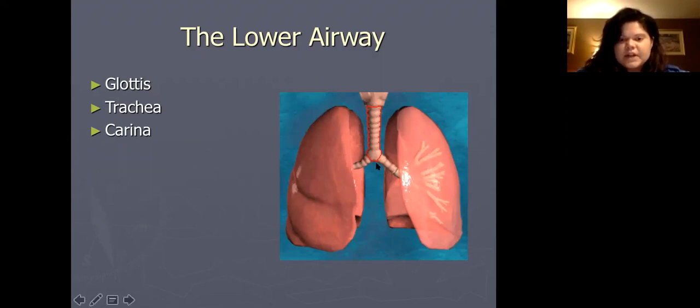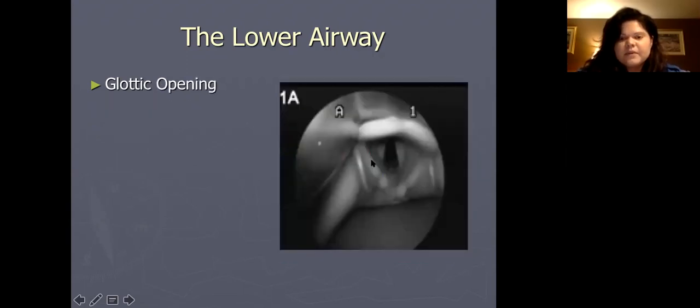Your carina is going to be this area here that makes a C-type shape that's going to separate the two main stems. That's the little piece that you're going to inevitably hit with the bougie whenever you go down. Once you get there, you've gone too far, and you know you need to pull back to intubate. This is a perfect image of a glottic opening. That's what we're going to be aiming for when we go to intubate.